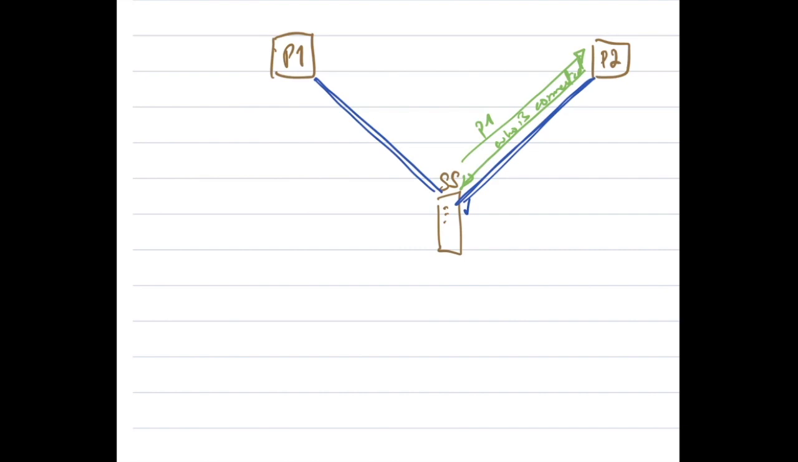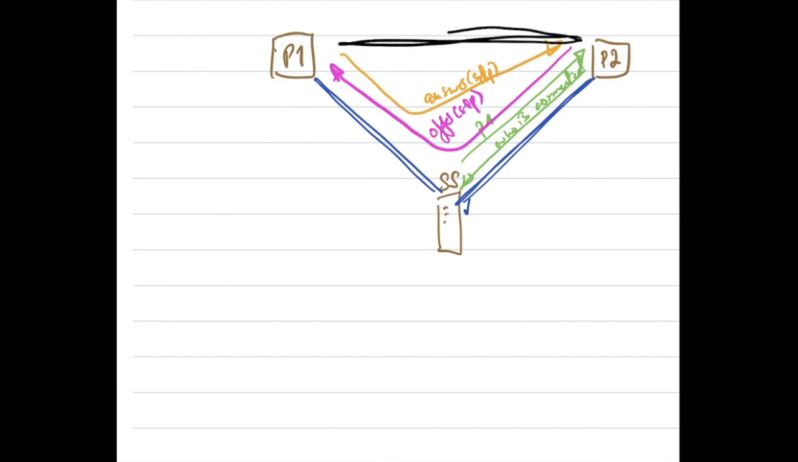Then peer 2 sends an offer to peer 1, an offer SDP. Peer 1 sends back an answer SDP in response. And then WebRTC tries to establish a connection where media starts to flow.